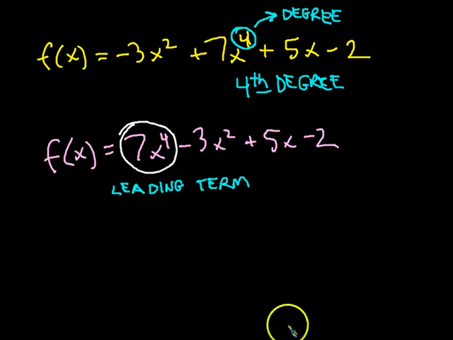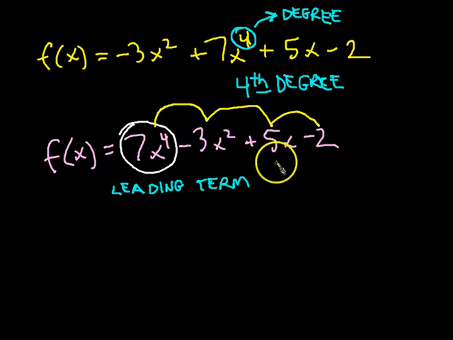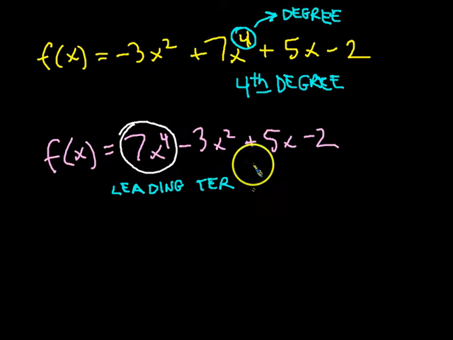And just to be clear, the reason why that guy is called the leading term is because this is a term, and this is a term, and this is a term, and this is a term. Hopefully you remember from your vocabulary that things that are added together or subtracted are called terms. So this polynomial has 4 terms in it. All right, let's get back to the leading term here.